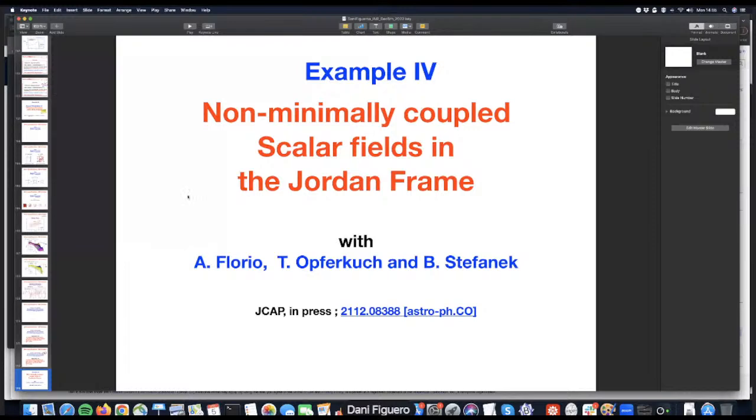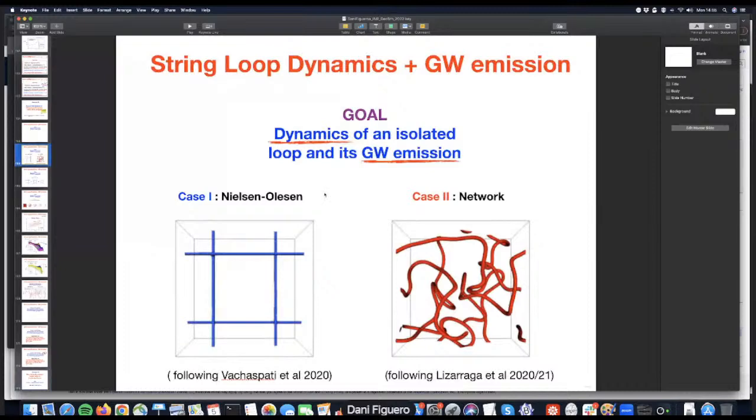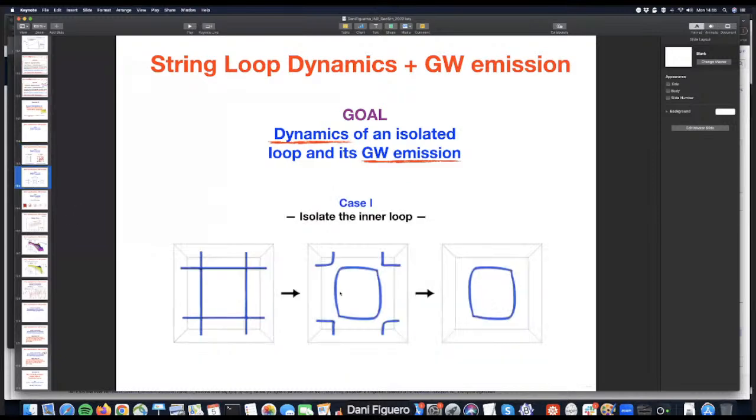Can I ask a question? When you prepare an artificial loop with 4 angles, so you kind of have 4 cusps on this. Yes, on this one, yeah. So is there an intuition that very high frequency gravitational waves should be coming from these cusps?